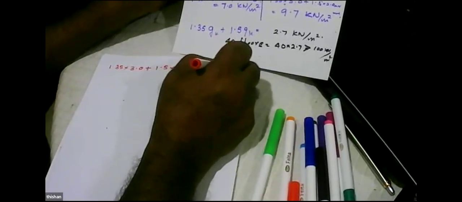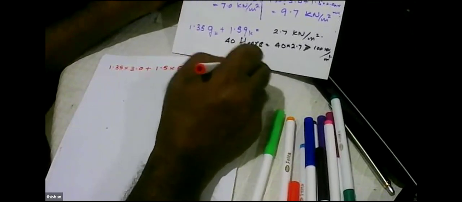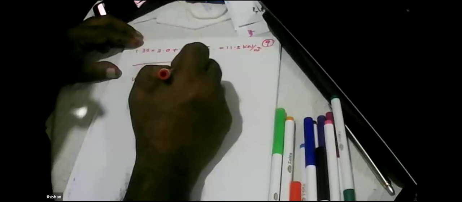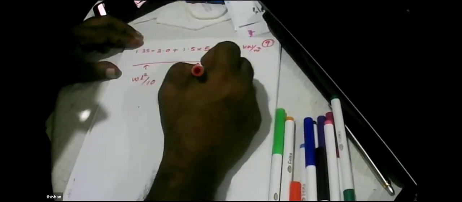11.5. Is that right, Bandhuka? Yes. Correct, sir, 11.5. So now we find W squared over 10. That is 11.5 into 2.